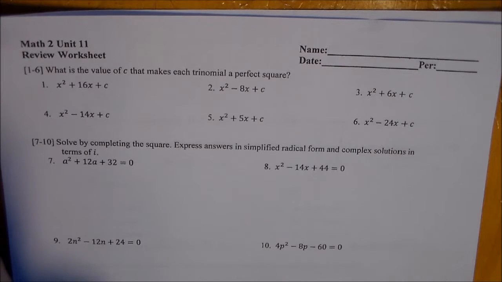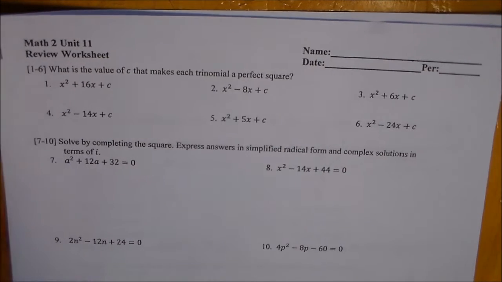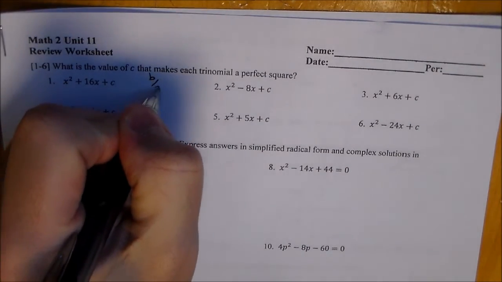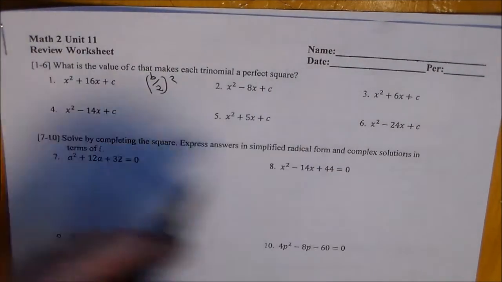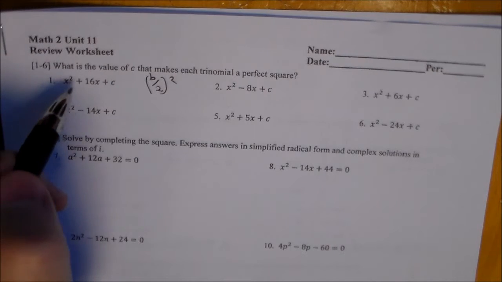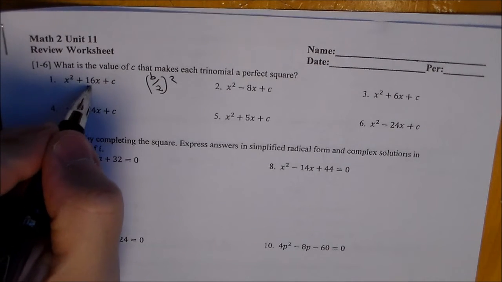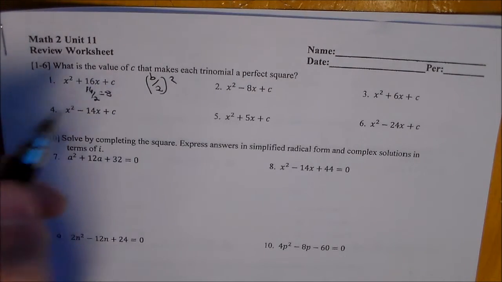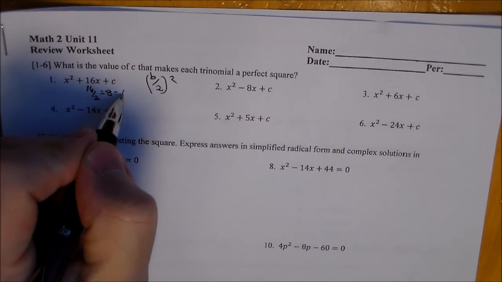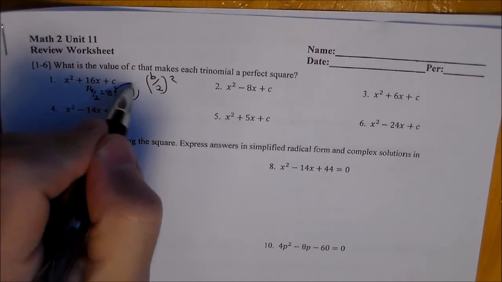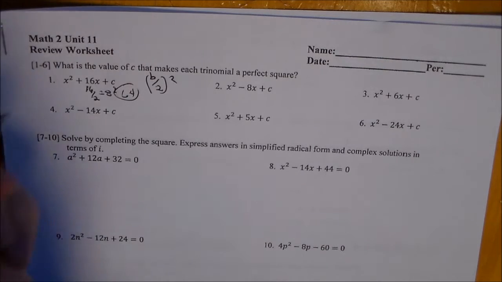So this fits into completing the square. And we're not going to solve here. We're just finding the values that make it work. And what we're going to do is take half of b and square it for all of these problems. So b values here. 16 over 2 is 8. 8 squared is 64. So c would be 64 to make a perfect square trinomial.